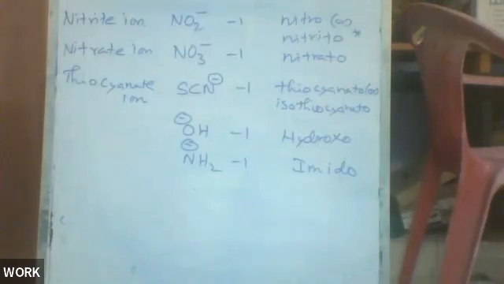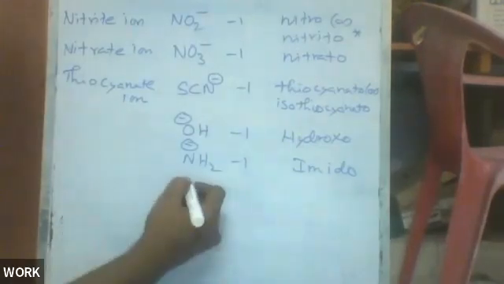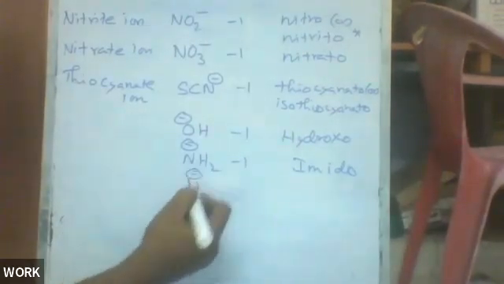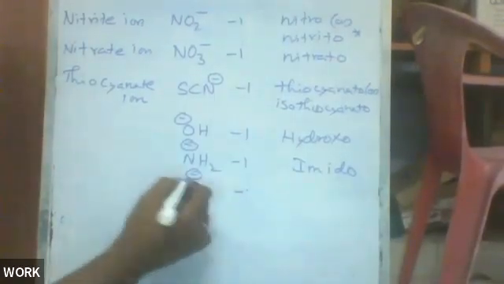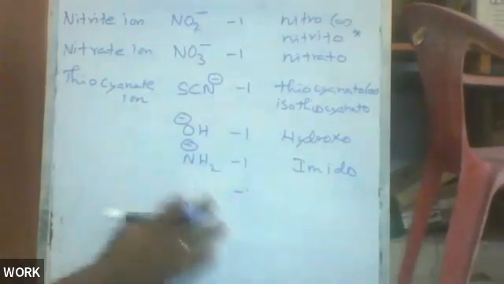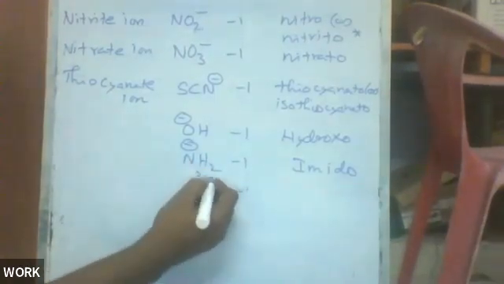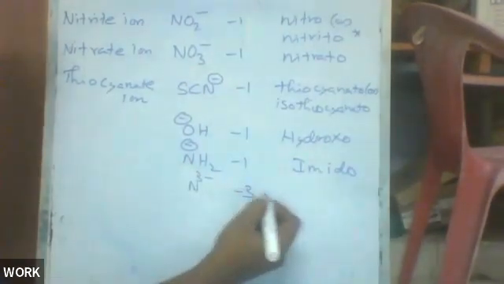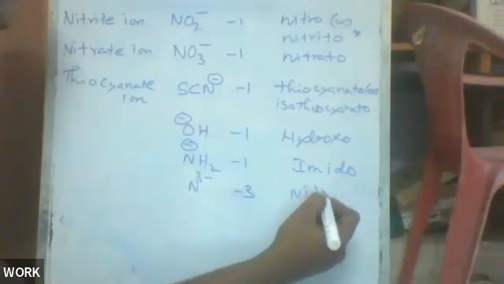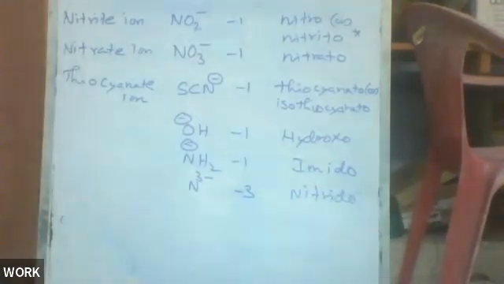Oxo, peroxo, we completed. And then N3, azide. It becomes N3 minus. It's a very rare ligand. It becomes -3, nitrido. Why are we putting this charge? Because it will contribute to your metal oxidation state. That's why we are putting it like this. Okay.